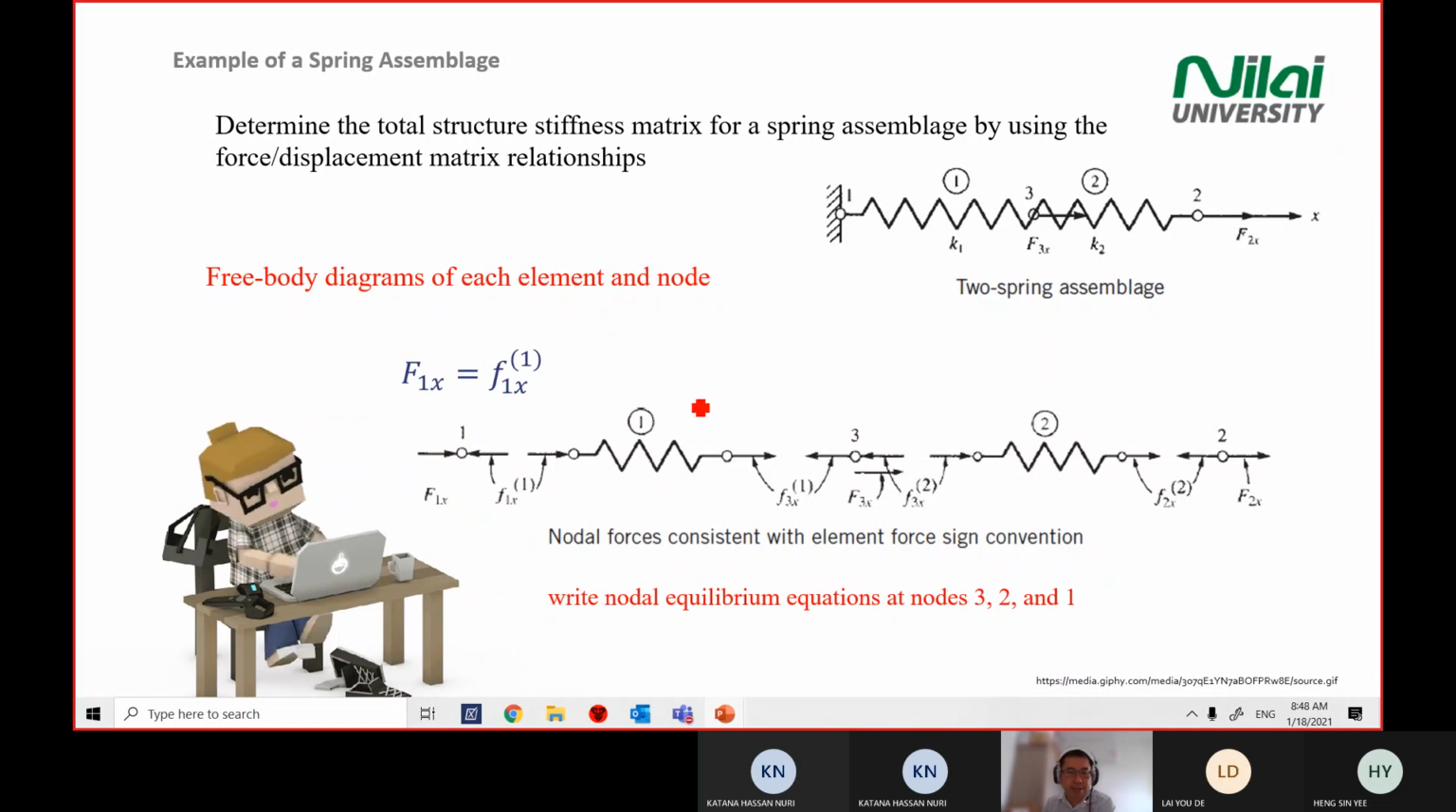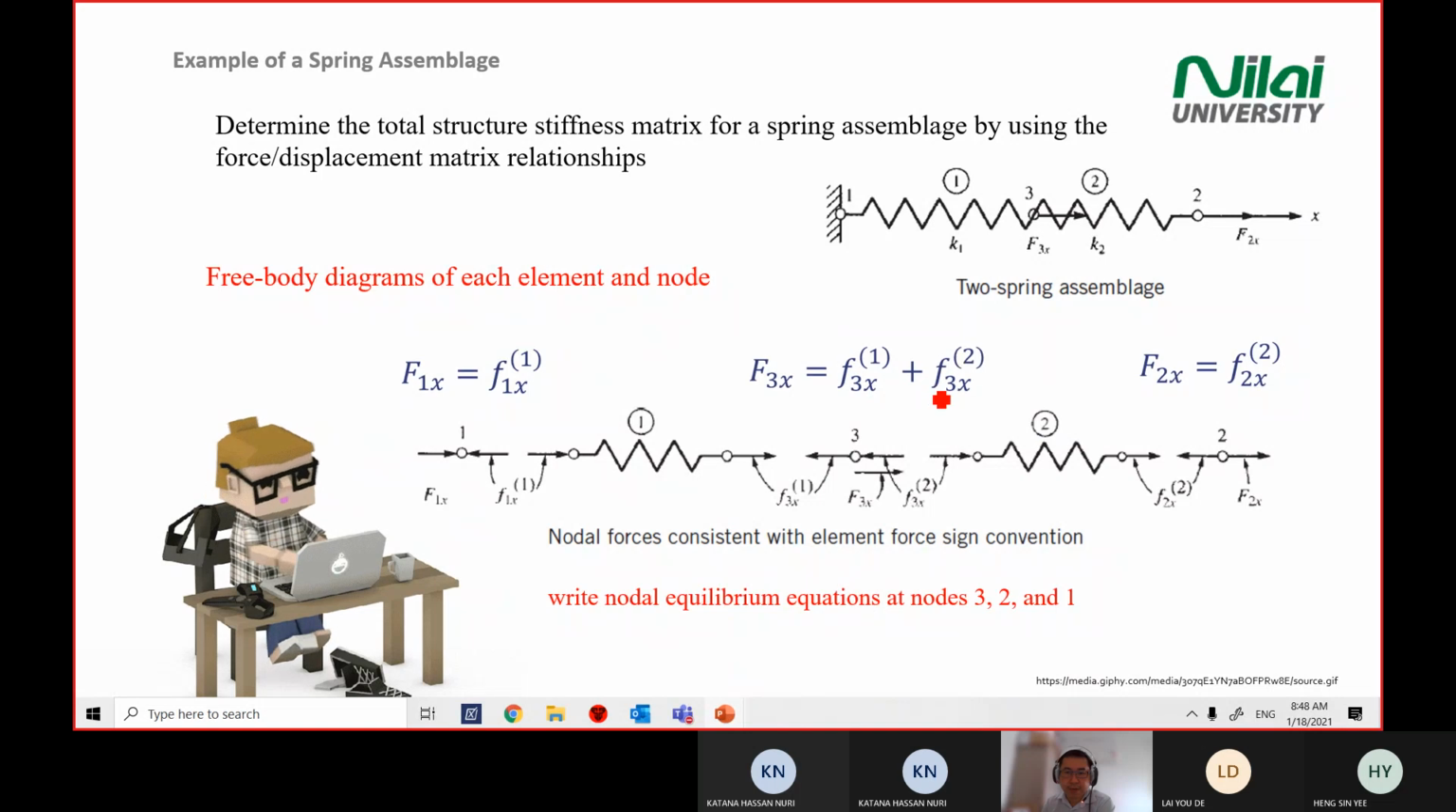You apply the same approach. For point number 2, capital F2x equals small f2x, with number 2 on top of the force, which refers to element number 2. Then the rest is just putting in. For point number 3, you will see F3x equals force small f3x of element 1 plus force f3x of element 2. If you look at point number 3, then you will get this equation.